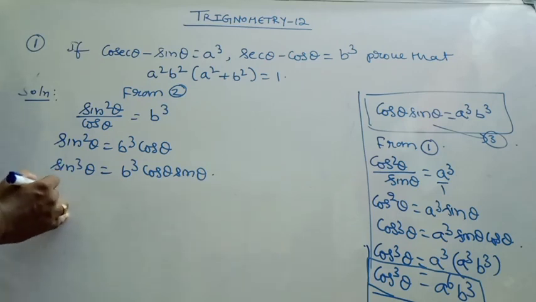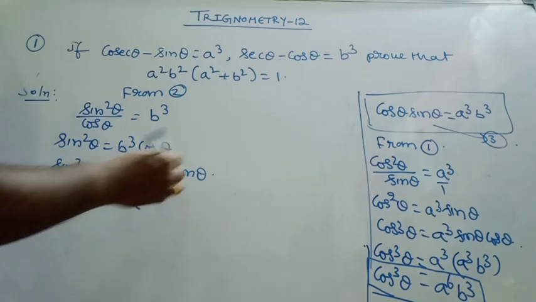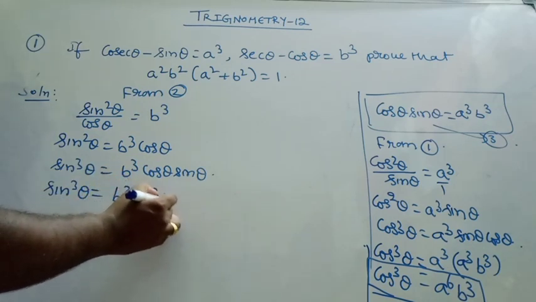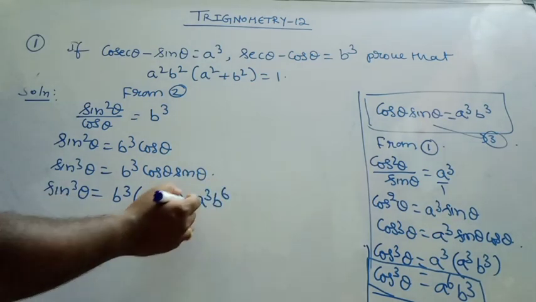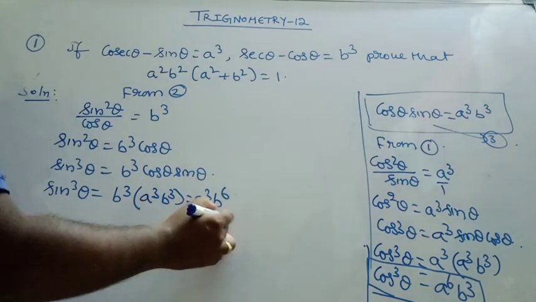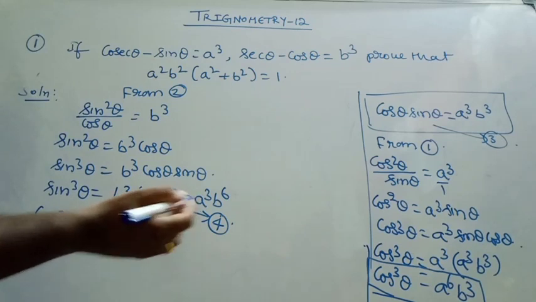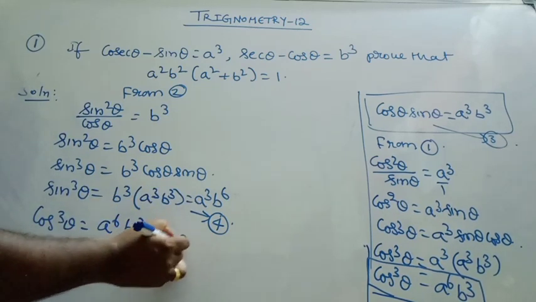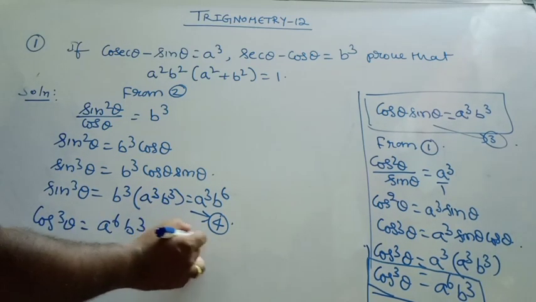Now this is equal to sin cube theta is equal to b cube into, you already know, cos theta sin theta is a cube b cube. Therefore, if you multiply this a cube b cube like this, it is now a cube b power 6. Right? This is what you call equation number 4. Sin cube theta equal to, and the cos cube theta, already we told you that we have got it as a power 6 into b cube like this. Okay, this is what we called equation number 5.